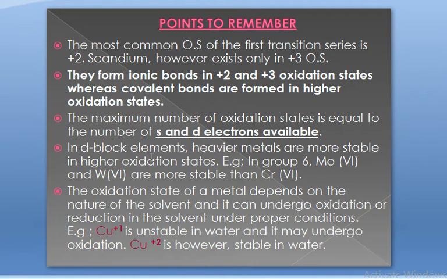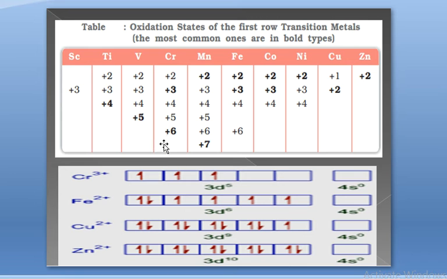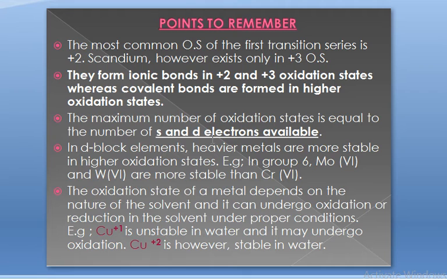Another thing observed in d block elements is that heavier metals, they're all metals, but some of them are heavy metals. Heavy metals are more stable in higher oxidation states. For example, let's take a look at group 6. We have chromium, molybdenum and tungsten. Chromium is also a metal. Molybdenum and tungsten are heavier metals. They are heavier than chromium. So molybdenum and tungsten are both found to be stable in a higher oxidation state of +6 as compared to chromium. Chromium is also stable in +6. It does show +6 oxidation state, but it is more stable in lower oxidation states.